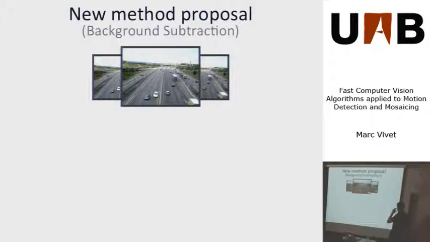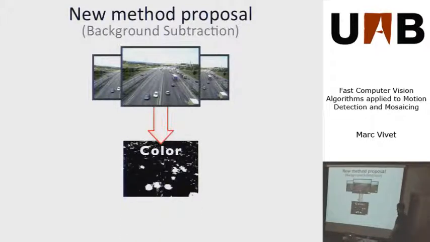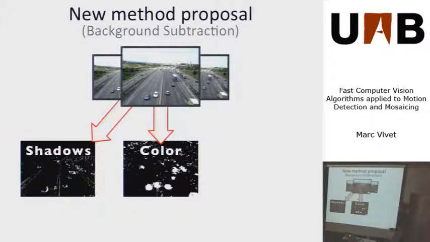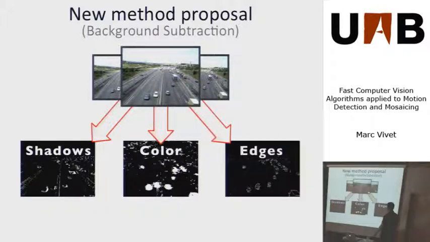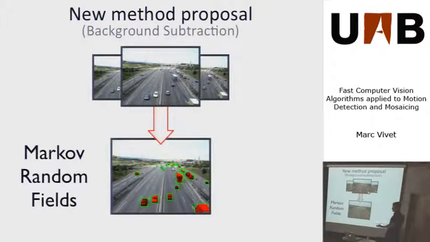So what we propose is, we have seen that by generating a background image, we can extract the motion mask using the color, but we can also extract a mask showing where the shadows are located. In addition, we can do the same with the edges of the region with motion. So our motivation is to combine all these sources of information through a Markov random field in order to improve the final segmentation.